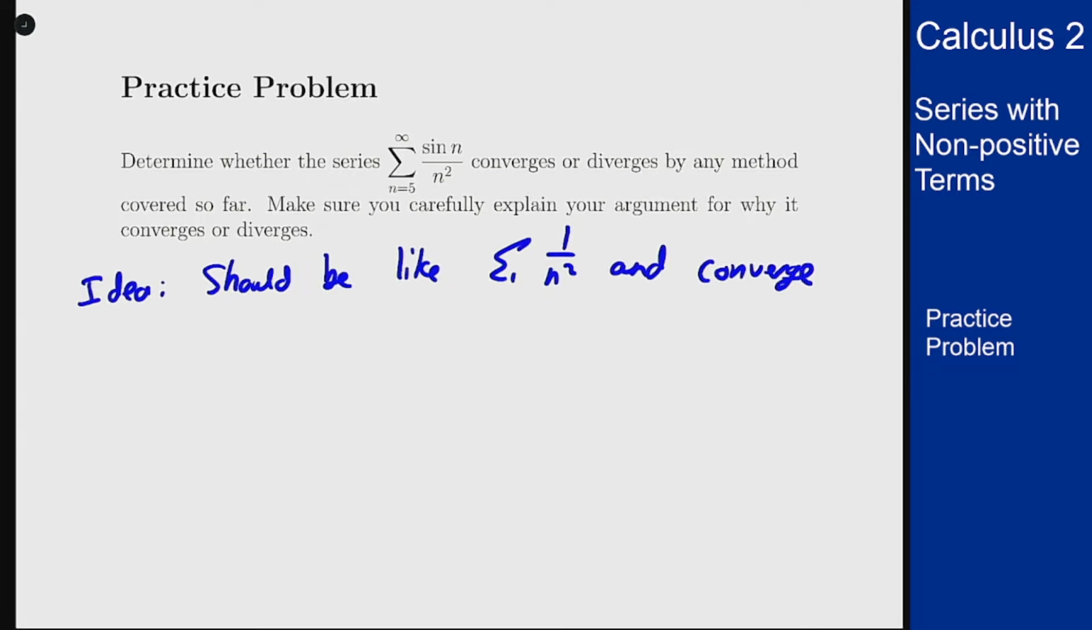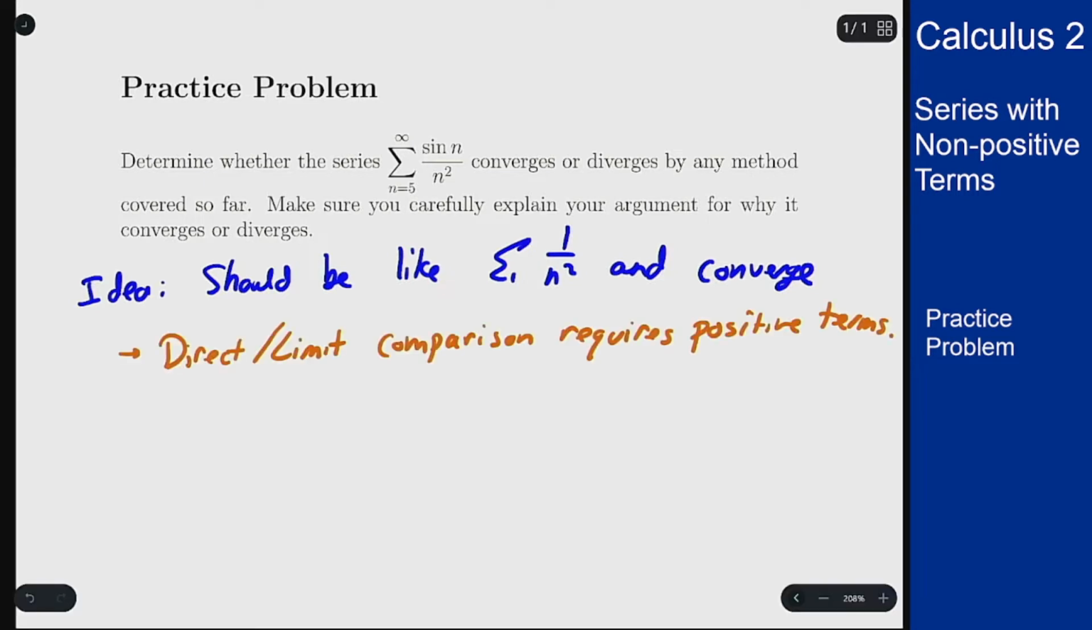Well, this series does not have all positive terms, right? Sine of n can be both positive and negative. So I can't use the direct comparison test here, because the direct comparison test requires terms to be positive. So what can we do here? We can instead take the absolute value series and see if that one converges.